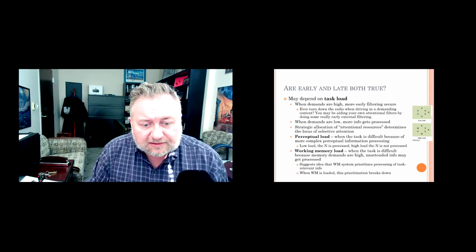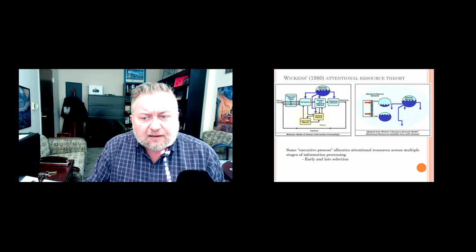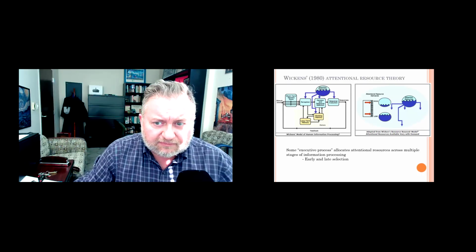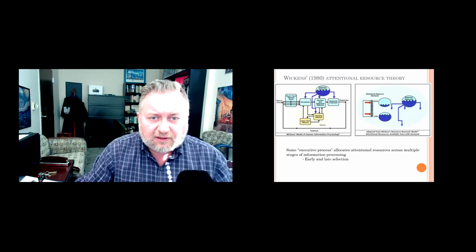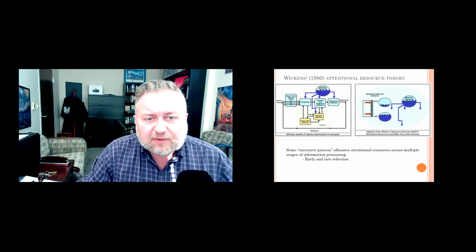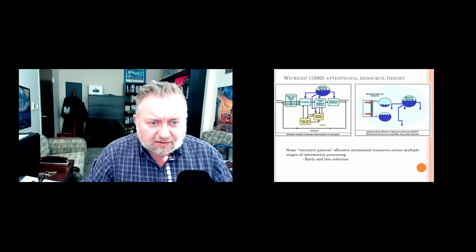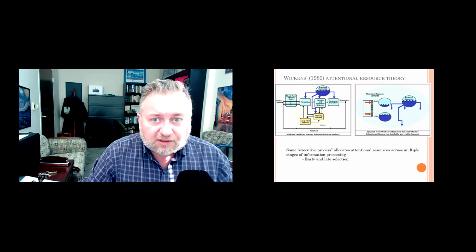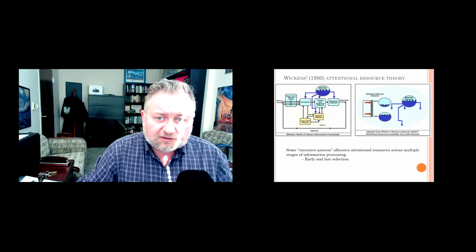So that would be more late selection stuff. In order to maybe understand how we could see filtering and selection happening both early and late, here Wickens' model helps us kind of visualize this a little bit. Wickens does two things here. He gives us first a theory of information processing, and that's this little flow chart that you're looking at here.